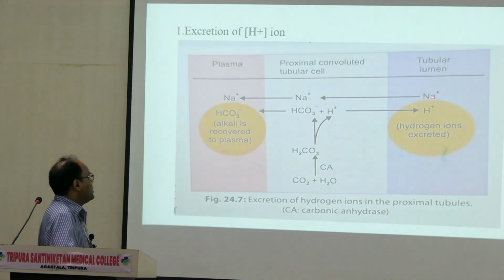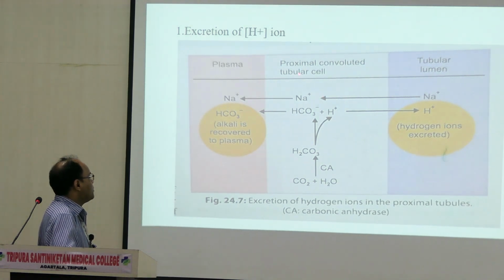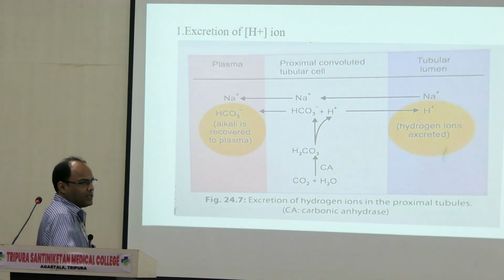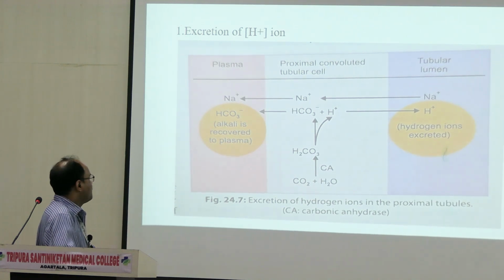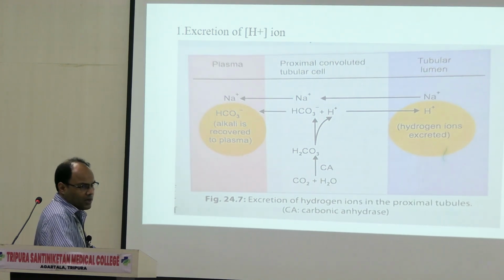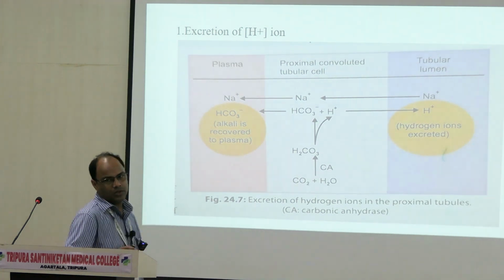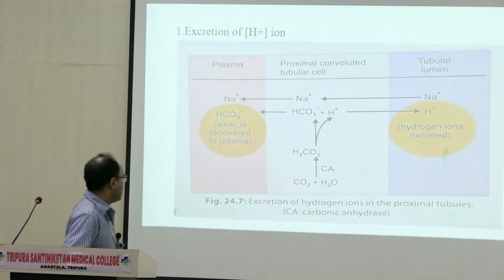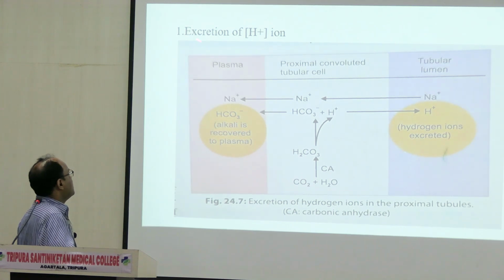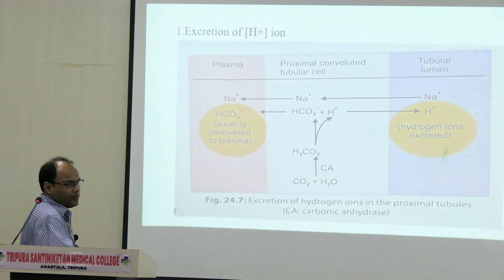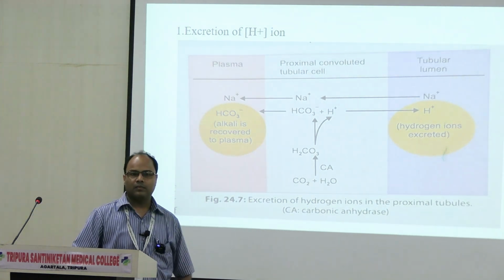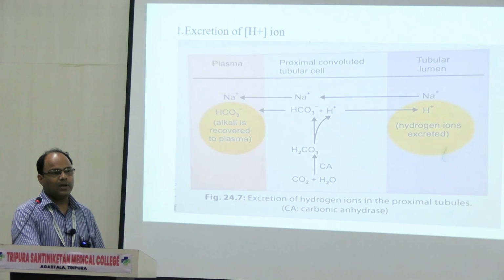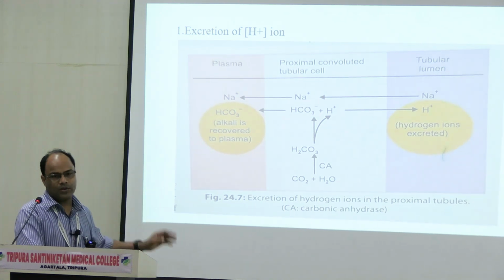Along with sodium ion, it is reabsorbed in the proximal convoluted tubule and again reabsorbed into the plasma. This is the first mechanism of how hydrogen ion is excreted. So with excretion of hydrogen ion, acidity lowers and alkali is preserved. Yeah, this is the first mechanism. If you understand this graph, then it is very easy to understand. Okay, I am taking this from Vasudevan, you can read from Vasudevan also.